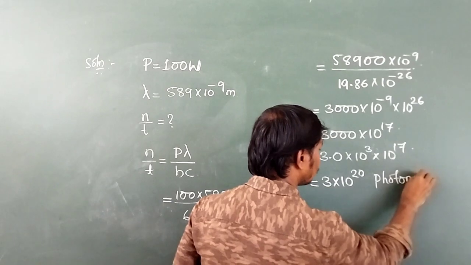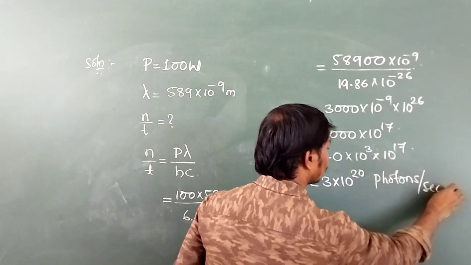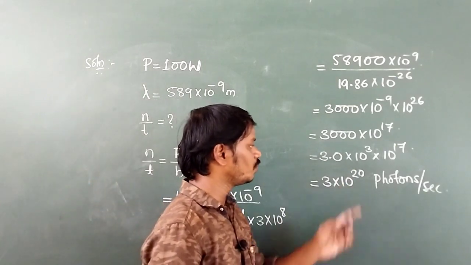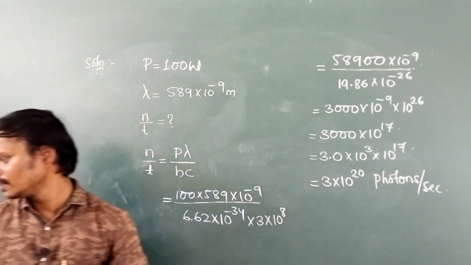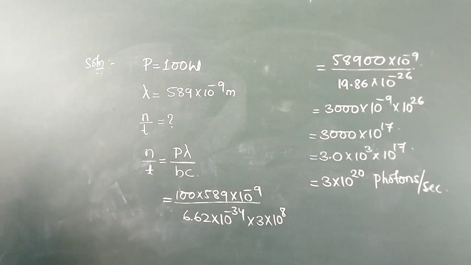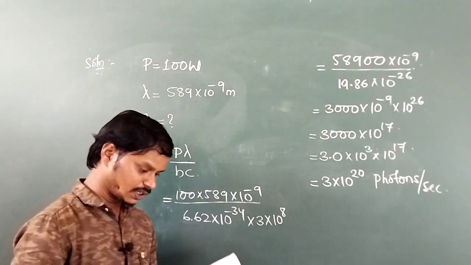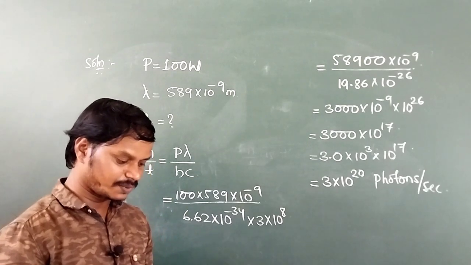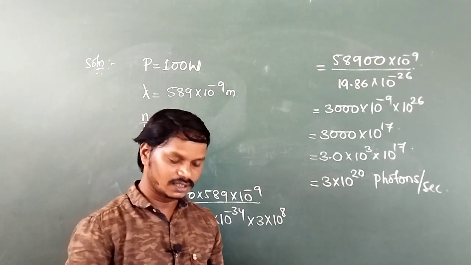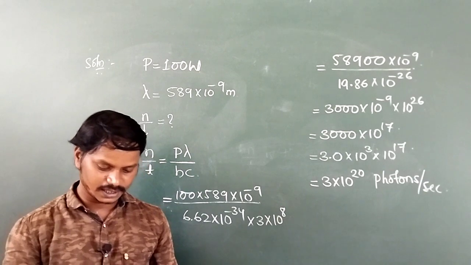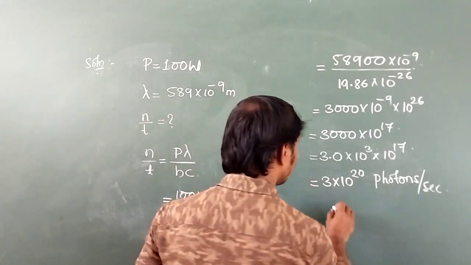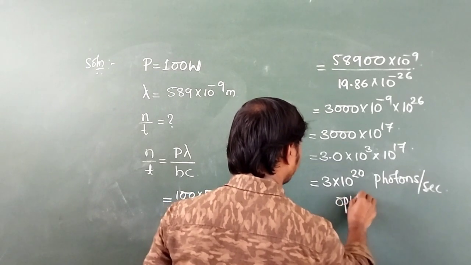Then how many photons are delivered per second here? 3 into 10 to the power of 20 photons per second. The options given: the first option is 3 into 10 to the power of 20 photons per second, the second option is 5 into 10 to the power of 20, the third option 7 into 10 to the power of 20, and the last option 9 into 10 to the power of 20. Then the first option is correct. Option 1 is correct.